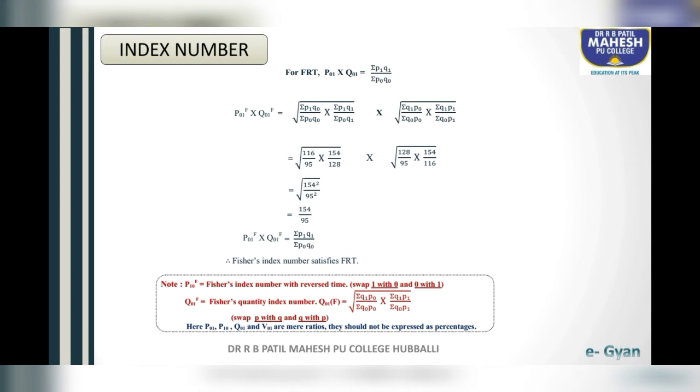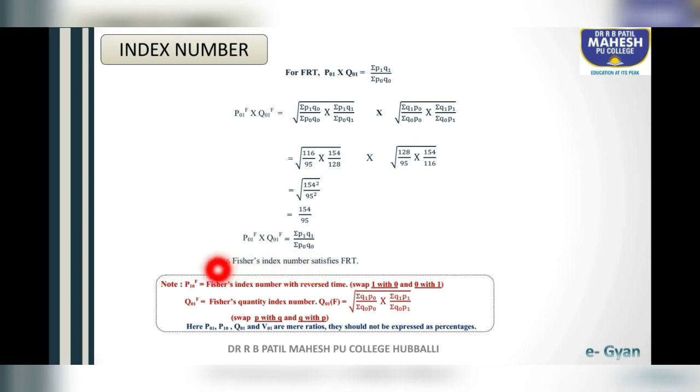So see here there is a note. Students, P01 of F is equal to Fisher's index number with reversed time. Okay. Swap 1 with 0 and 0 with 1. Means when you are writing P10, how to write P10? Swap 1 with 0 and 0 with 1. Then when you are writing Q01 of Fisher's quantity index number, so how to write Fisher's quantity index number? So this is Fisher's quantity index number. Just swap P with Q and Q with P.